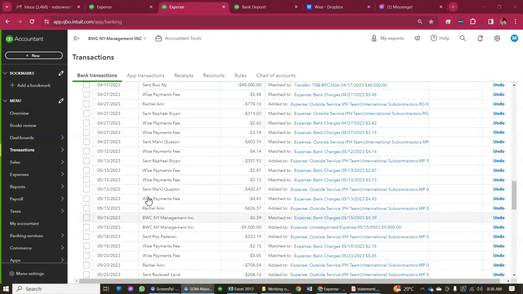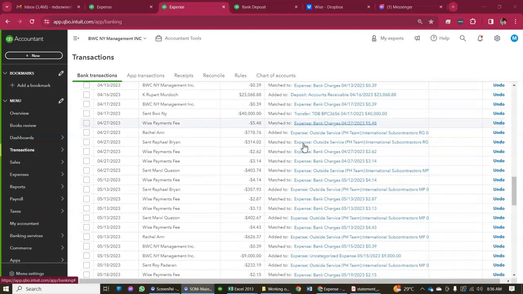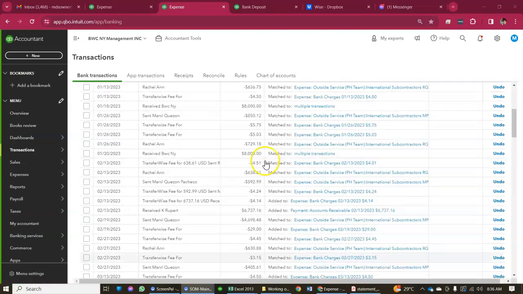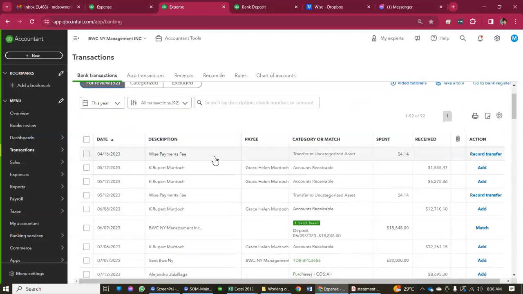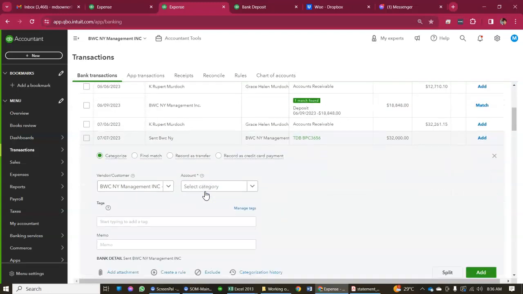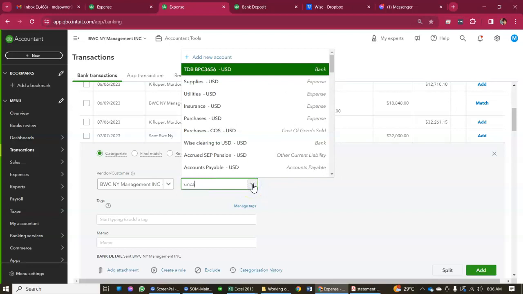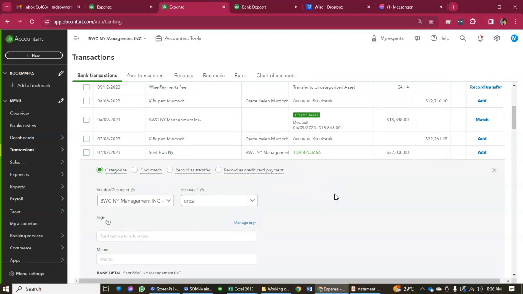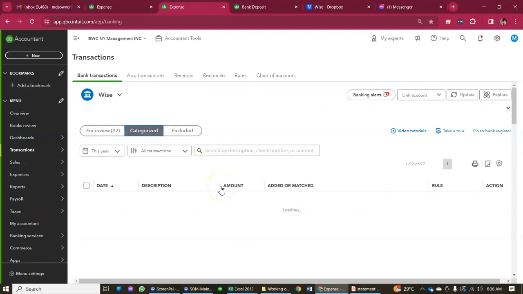Okay, now usually for the amounts like this one that were sent to BWC and Y, it is a transfer to 3656. Now sometimes it does not match with the transaction from 3656, like this one. Okay, so basically we already have reconciled 3656, by the way. So this one, since we don't have a transaction that can be matched for this, we just categorize this as uncategorized asset.